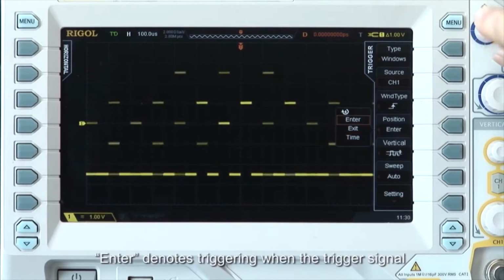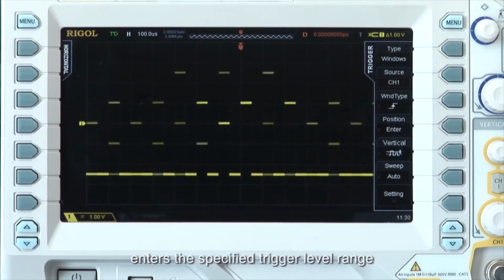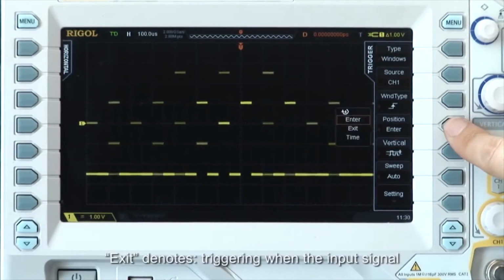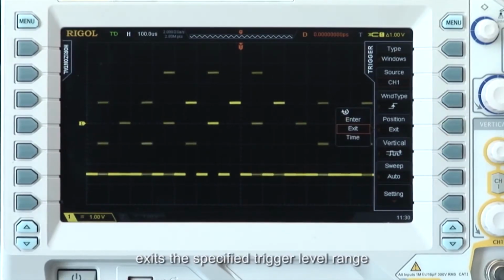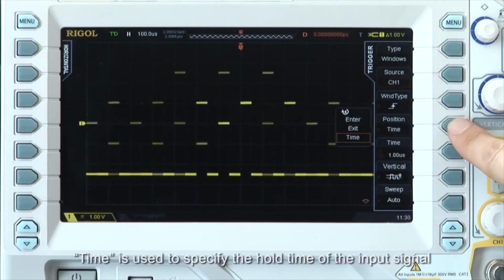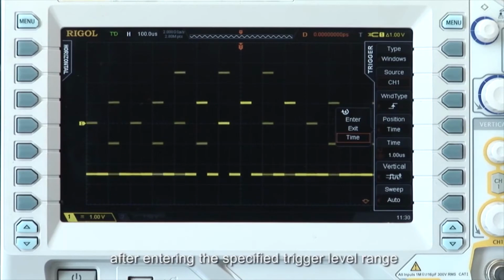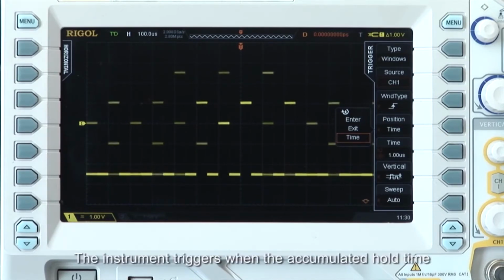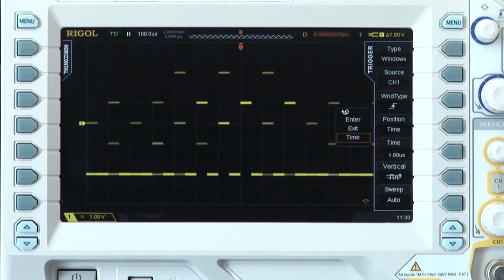Enter denotes triggering when the input signal enters the specified trigger level range. Exit denotes triggering when the input signal exits the specified trigger level range. Time is used to specify the hold time of the input signal after entering the specified trigger level range. The instrument triggers when the accumulated hold time equals the Window time.